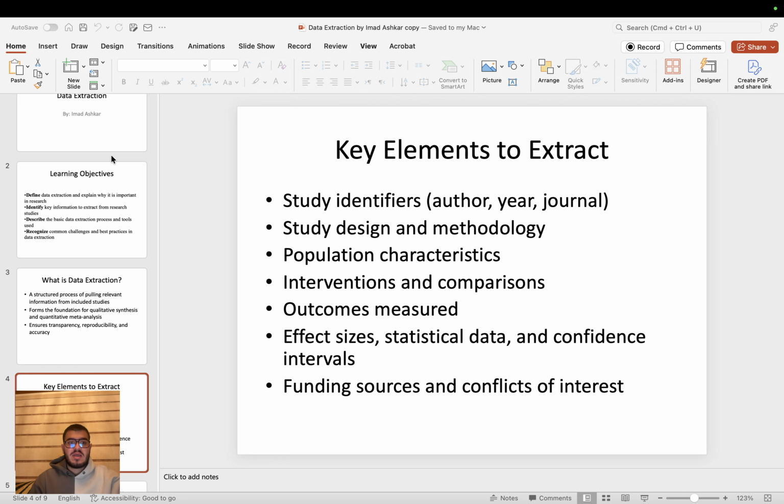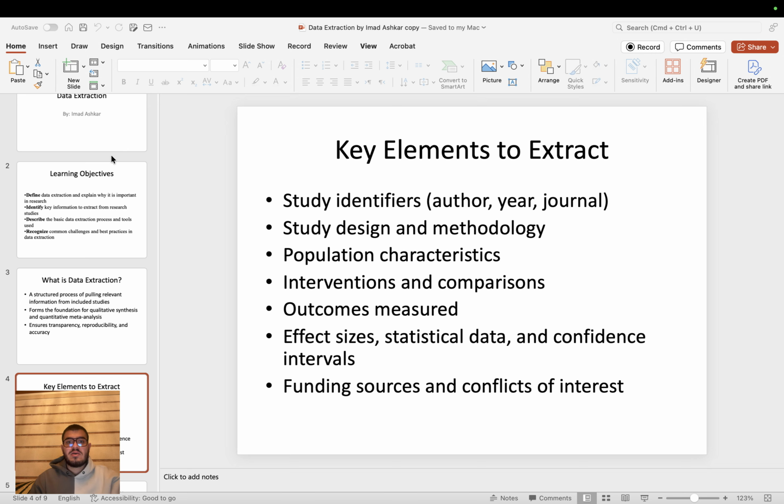Now, the key elements to extract. Before digging into the specific elements we extract in the meta analysis and systematic review, these can also be applied in other studies. The key elements to extract are, for example, the author's name, year, the journal name, study design, the methodology of the study, population characteristics, interventions, comparisons, the outcomes measured, effect size, statistical data, confidence intervals, funding sources, and conflicts of interest.